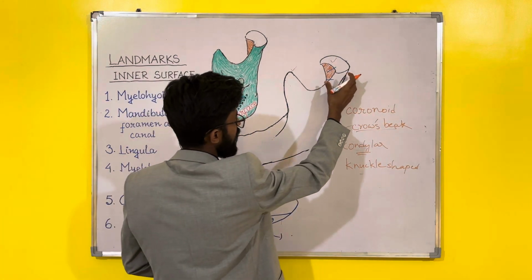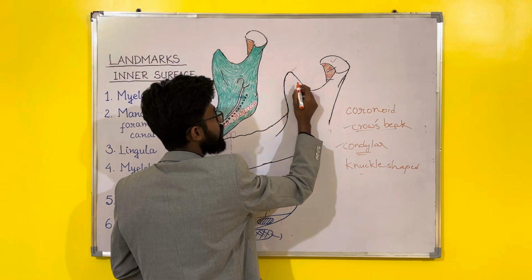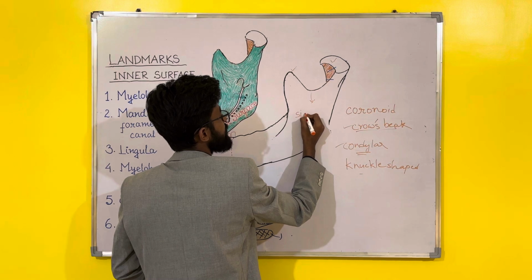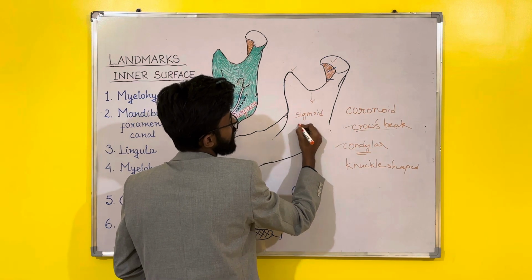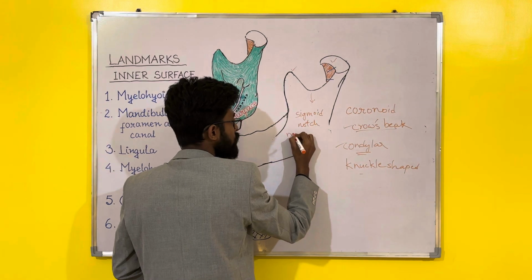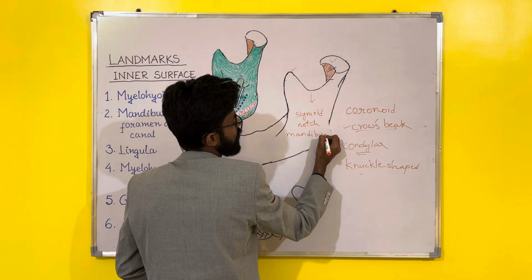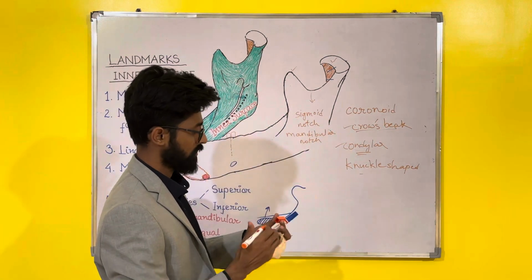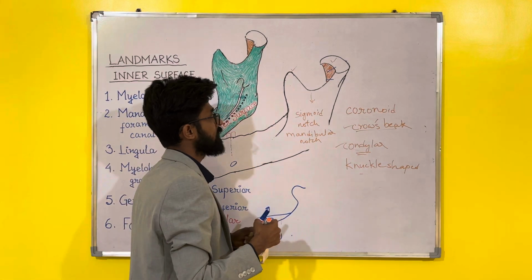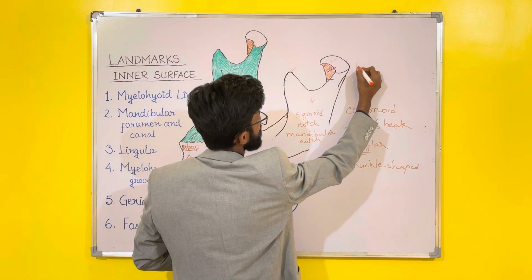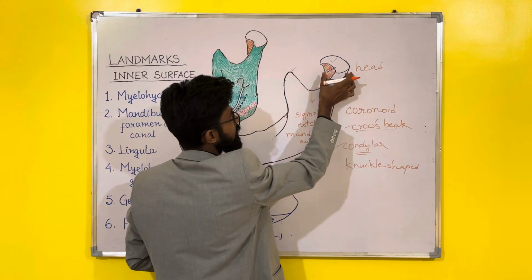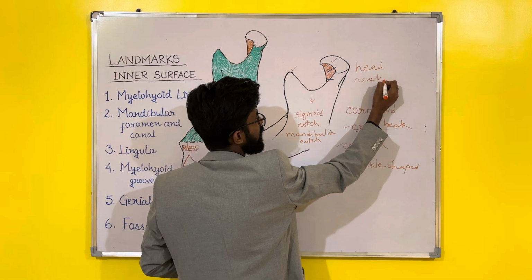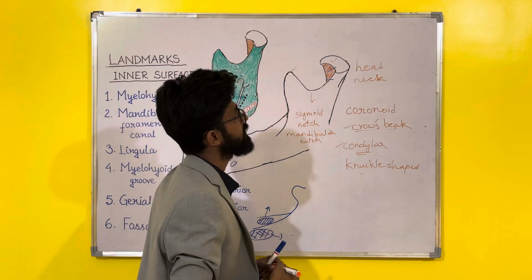So coming to the condylar process, the space between the coronoid and the condylar process, this border, this portion is known as sigmoid notch. Okay, this is called sigmoid notch, also called mandibular notch. Now condylar process, this upper portion of the condylar process is called the head. Now the constricted portion, meaning the thinner portion, is called the neck, right? Head of the condylar process, neck of the condylar process.